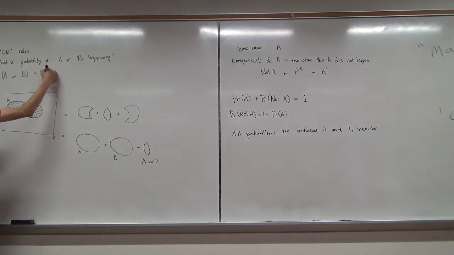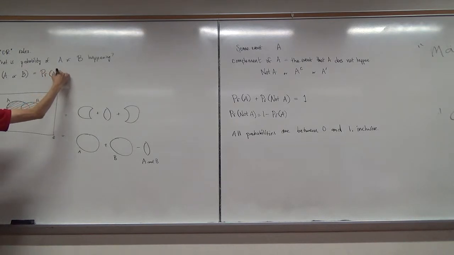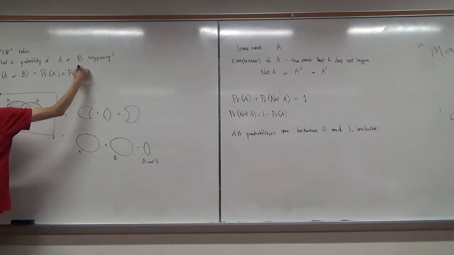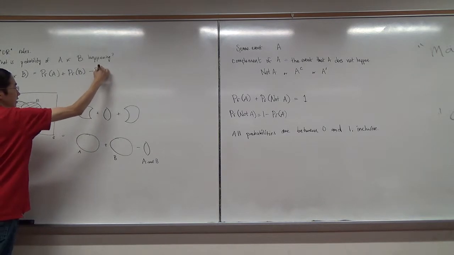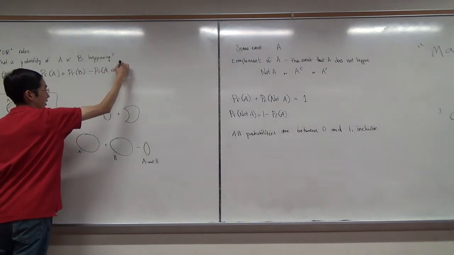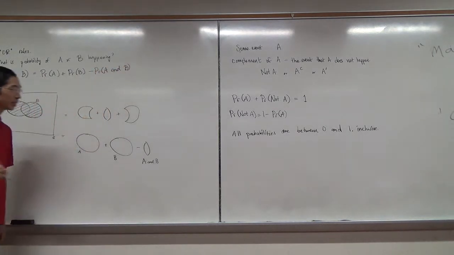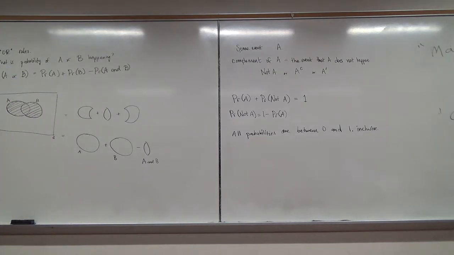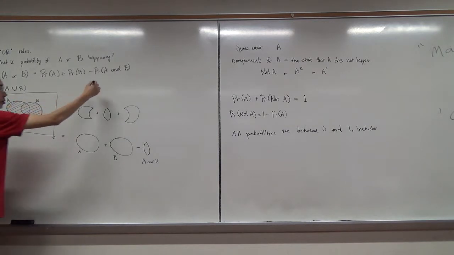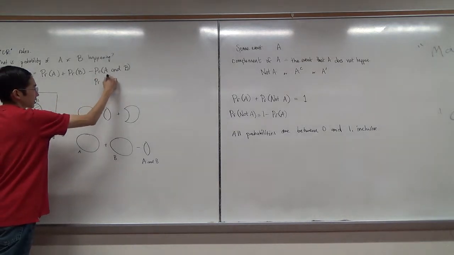So we often write this is equal to the probability of A plus the probability of B minus the probability of A and B. Sometimes you will see this written as A union B. And this might be written as A intersection B.